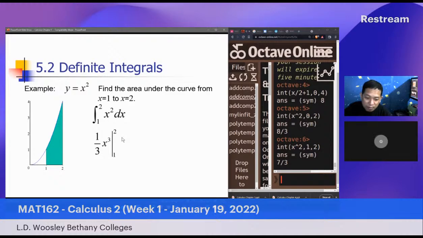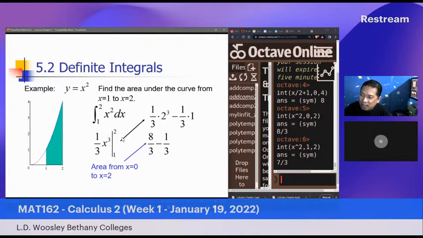So yan, ito yung procedure natin. We have the power formula, of course. Then 8/3 minus 1/3. So we have the area from x equal to 0 and x equal to 2. Hindi, x equal to 1 yun. Ano ba talaga? Niloko ko nito. X is equal to 1 up to x is equal to 2, kasi yun yung tanong niya, wala naman 0, diba?